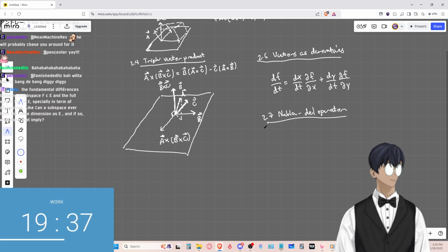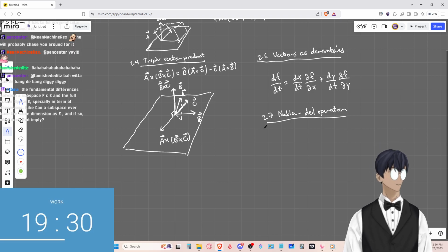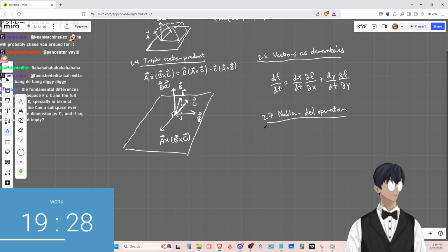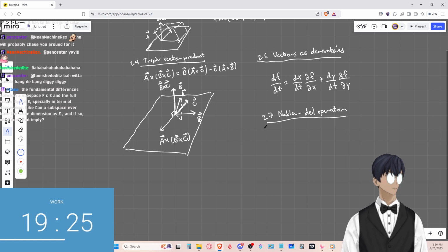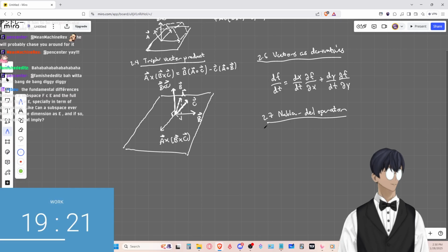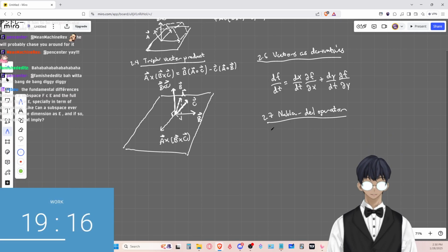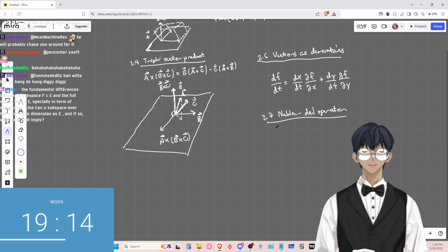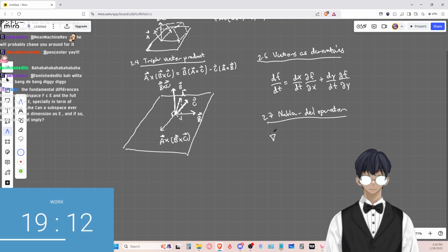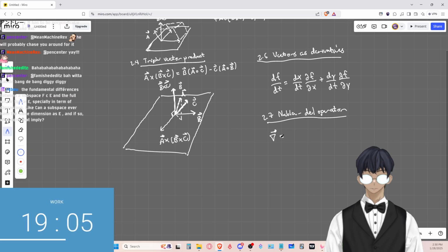Let's see, the fundamental difference between the subspace F is a full vector space, specifically in terms of dimensions. Can a subspace ever have the same dimensions as E? And if so, what does that imply? Wow, RZ is posting really awesome questions. I can't wait until I can get to your level. Sounds like you're solving very, very intriguing problems.